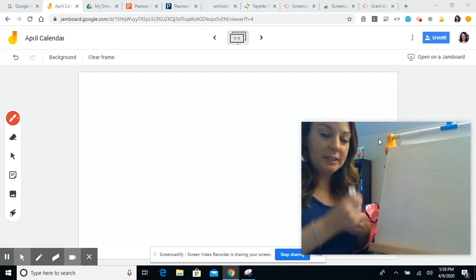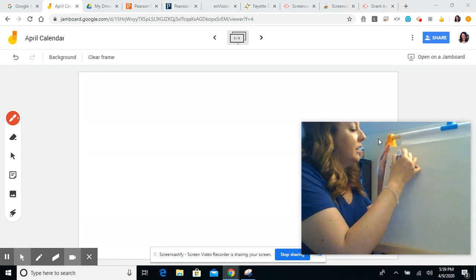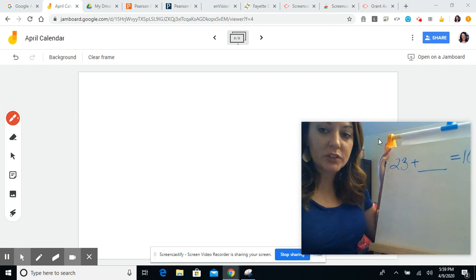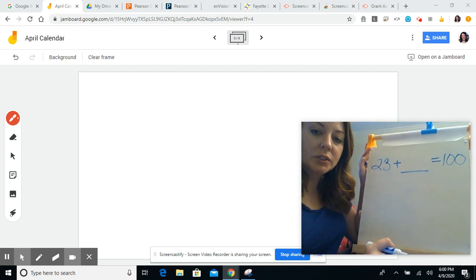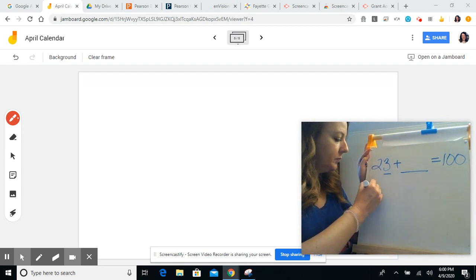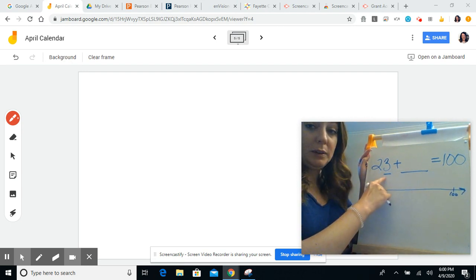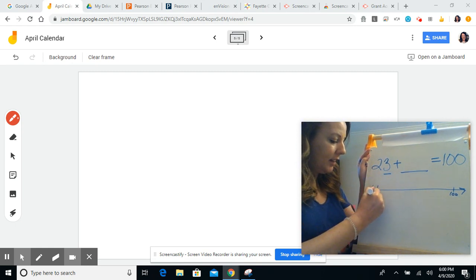And I want you to think about this mentally. So we're going to say 23 plus what equals 100. So right now you should be thinking in your head, 23 plus what equals 100. How many ones am I going to add to that to get to my next 10? So you should be thinking right now, 3 plus what equals 10? That's going to give me my next 10.